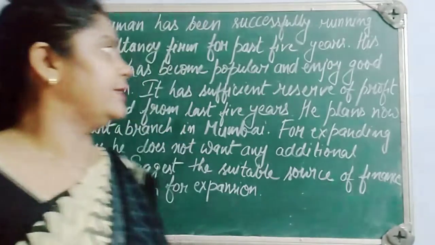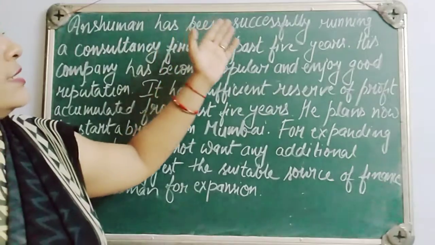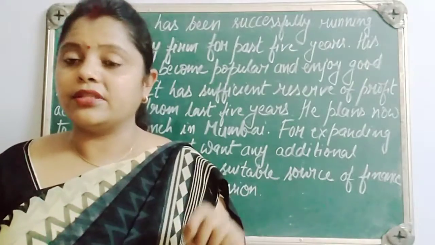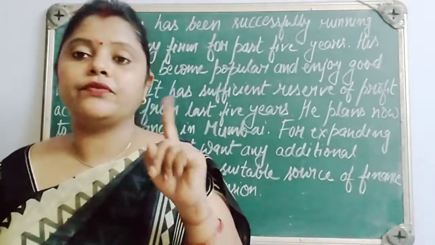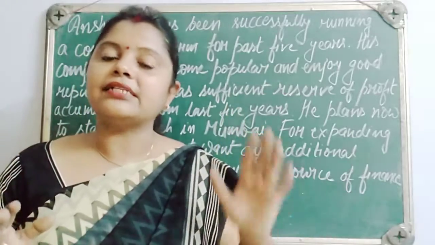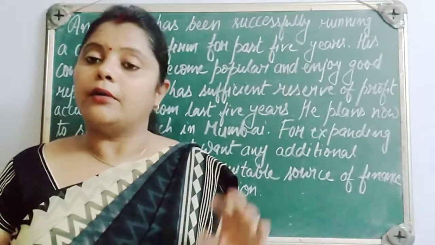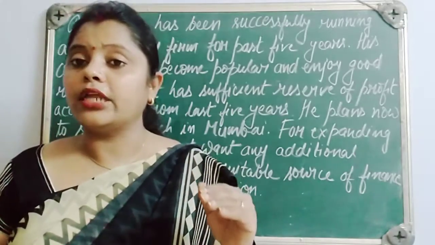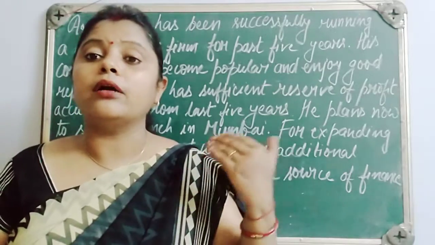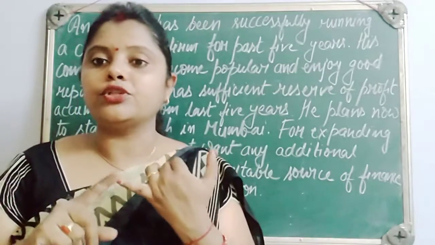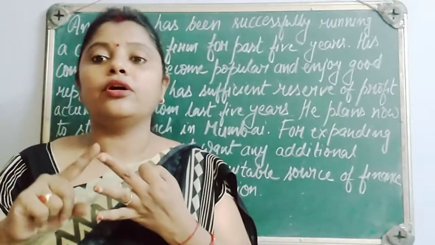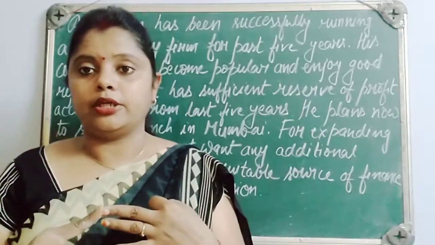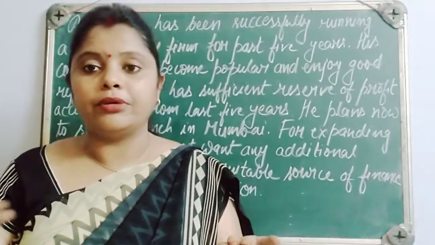So let us read out the question and try to identify which source of finance they are talking about. Anshuman has been successfully running a consultancy firm. That means this is a firm, not a company. This is something we have to keep in mind, because a company has various sources of raising funds, but when we are talking about a firm, the sources are limited. They cannot issue shares or debentures, they cannot approach the general public, and they cannot ask the public to invest or deposit money in their company.